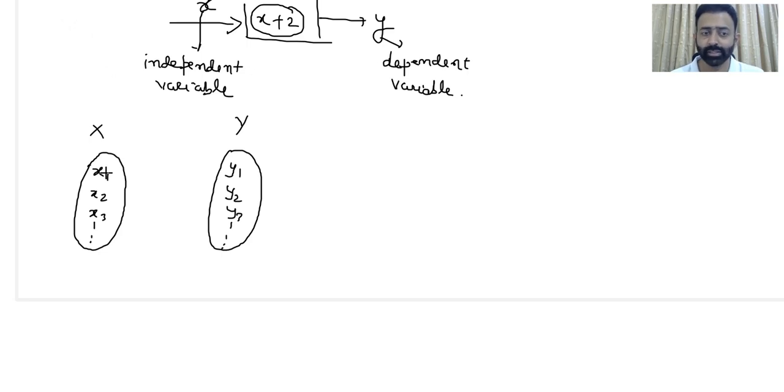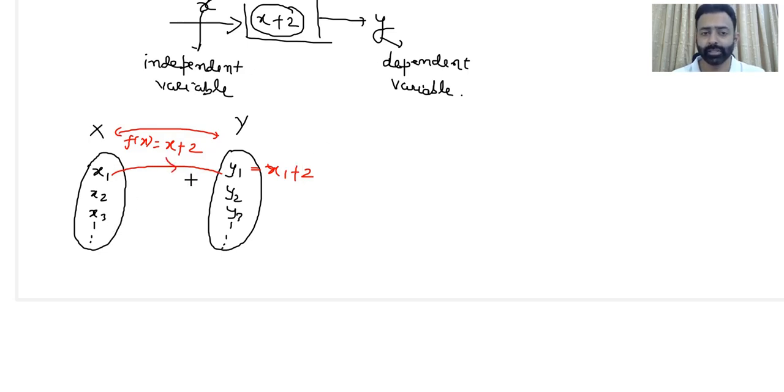Okay, so we say that if the input goes x1, right? According to the definition of the function, f(x) will give you x plus 2 in this particular case. So if the input variable is x1, then the y1 value you will get is x1 plus 2. We say in this case that x1 is mapped to y1 like this.